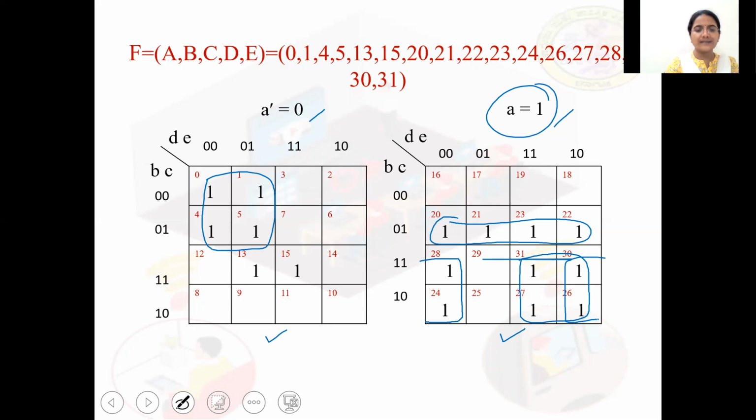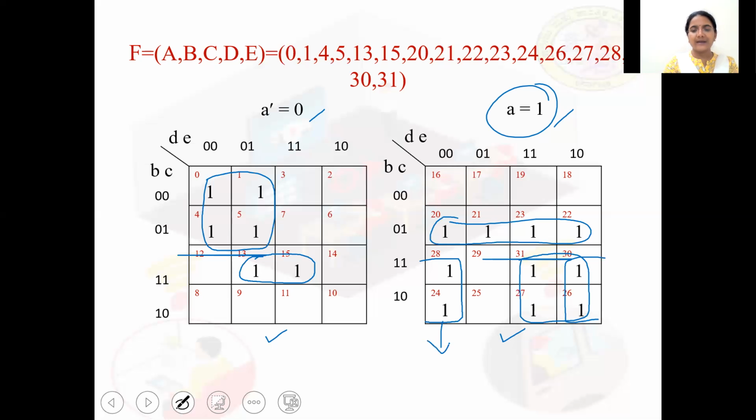And now this 13, 15 can be grouped as a pair. If you are grouping only 13 with 5, again we have to group this 15 with 31. So we are grouping it as a pair. 13, 15 forms one pair, and then we are getting the product terms like this.